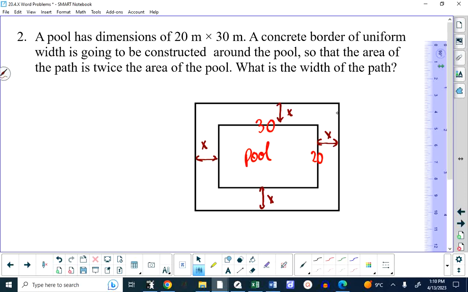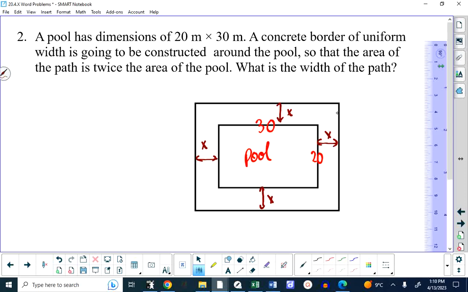Now, if that were all there were to the question, what is the width of the border, you could make the border any width you want. But there's a condition there. The area of the path is going to be twice the area of the pool. So I don't think I've drawn this to scale that way. I don't think the area of the border is going to be twice the area of the pool. But that part doesn't matter.